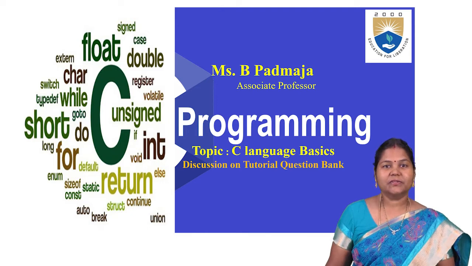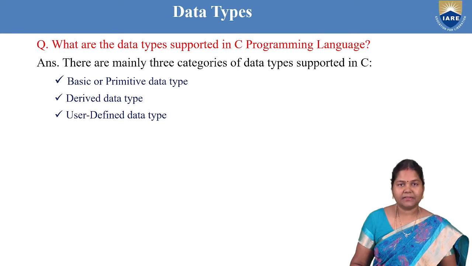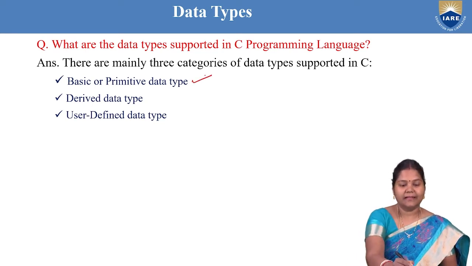Now, let us discuss today a number of questions related to the C basics. Now, coming to the programming language C, first we need to understand what are the data types. So, what are the data types supported in C programming language? Now, the data types which are supported in C is mainly categorized into three types. One is called the basic or primitive data types, then derived data types and user-defined data types.